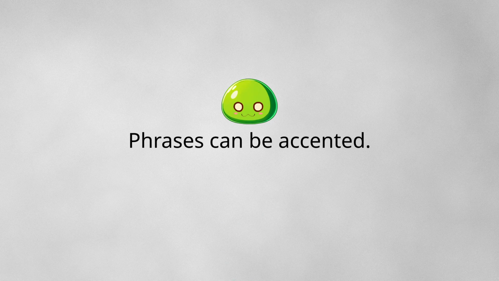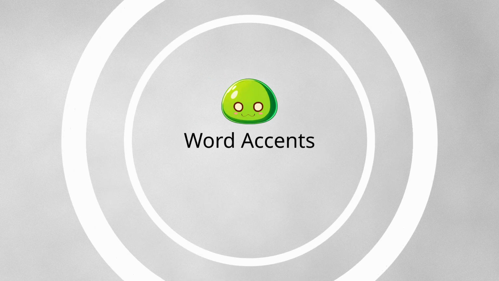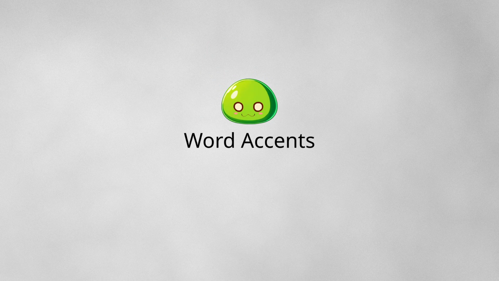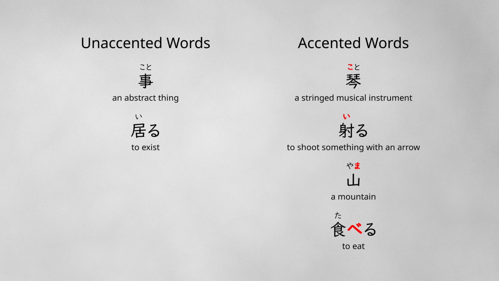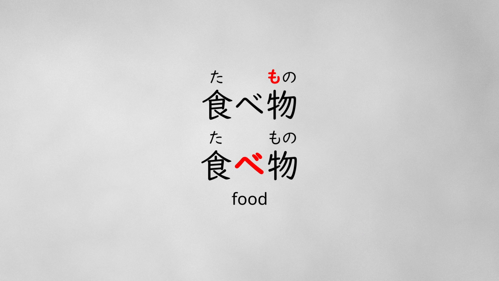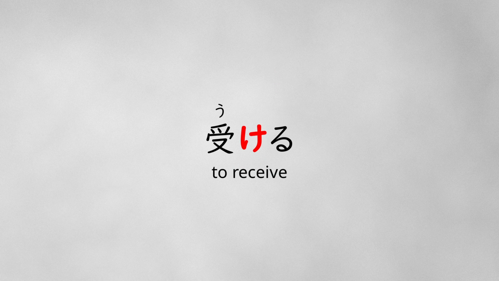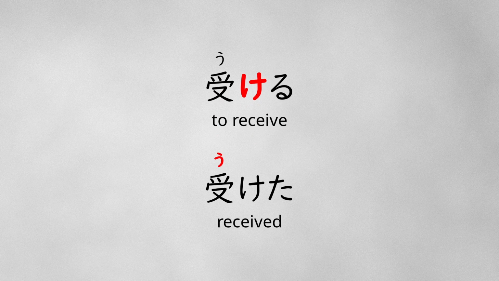The pitch of a phrase changes if the phrase is accented. Before I can explain this, I first need to explain accents at the word level. A word is either unaccented or accented. If a word is accented, then it has an accent on exactly one of its kana. Some words have more than one possible accent location. Also, if a verb or adjective is conjugated, then its accent may change.